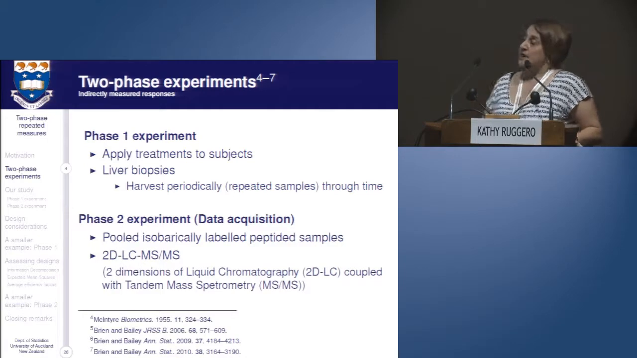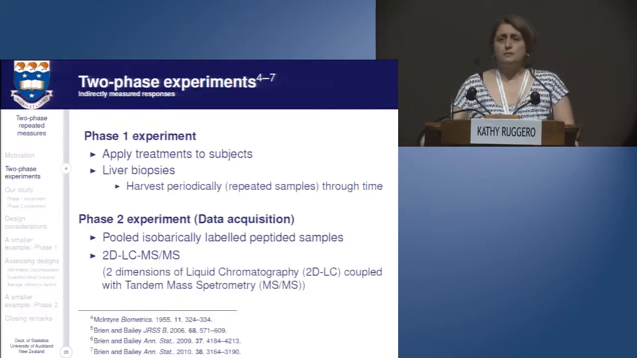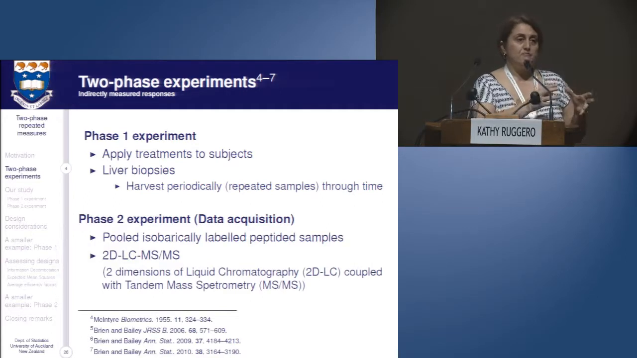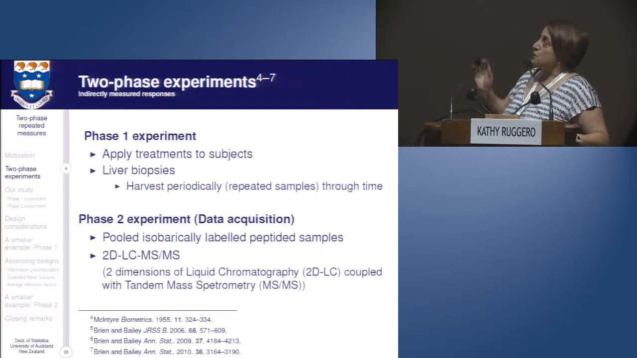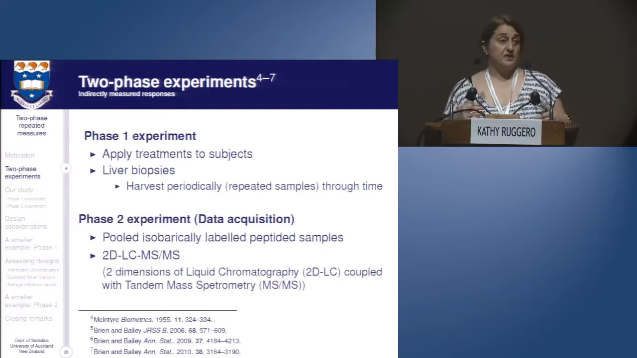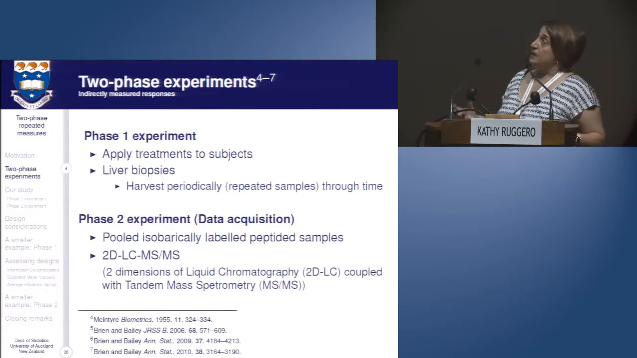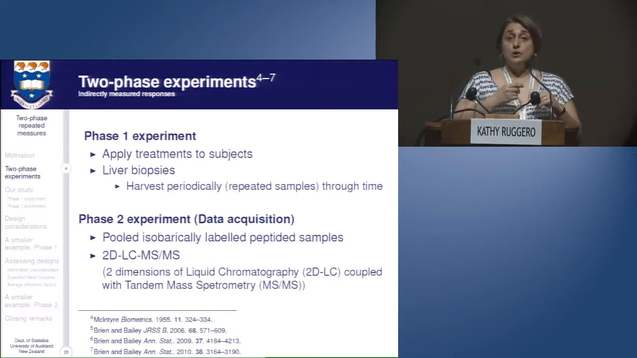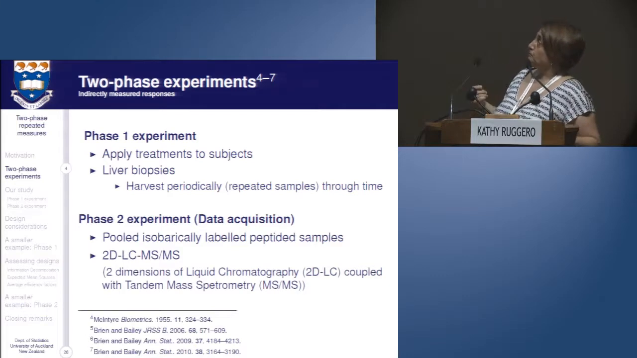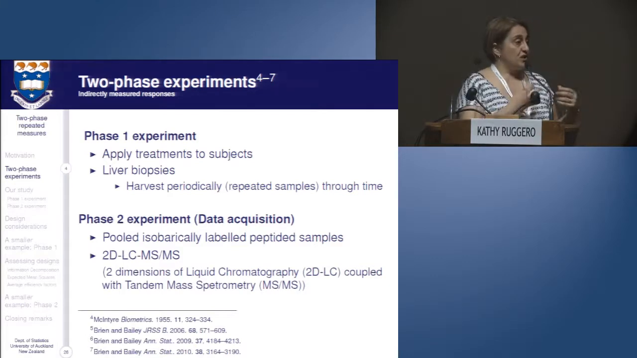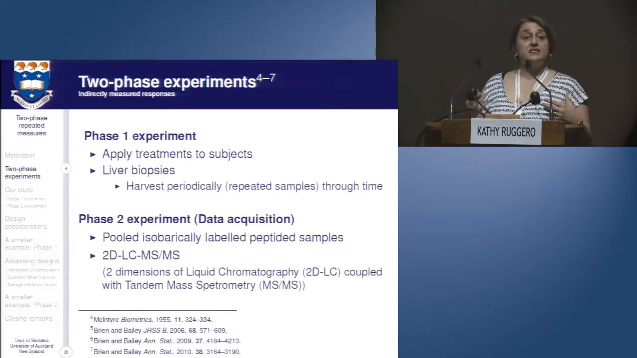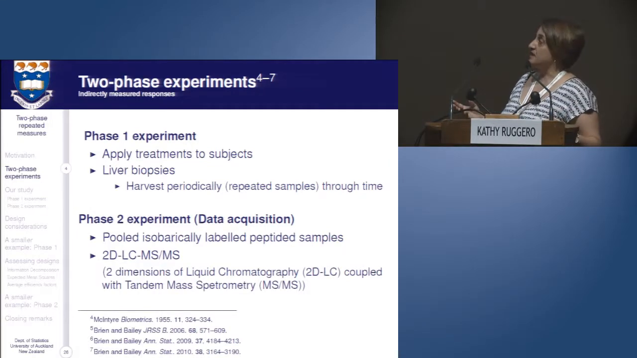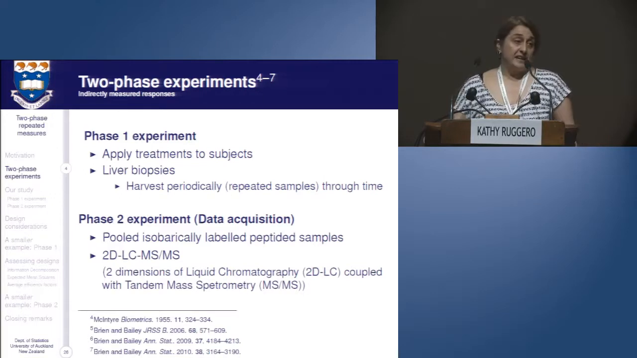So why two-phase experiments? Well, two-phase experiments arise when the thing we want to measure can't be measured directly from our experimental unit. The phase 1 experiment involves the application of treatments to our subjects or experimental units, and in this case we're going to take liver biopsies. We're going to take a piece of liver from the same individual repeatedly through time. We can't measure the effects at a molecular level at phase 1, so we need to conduct a subsequent laboratory-based experiment to acquire the data.